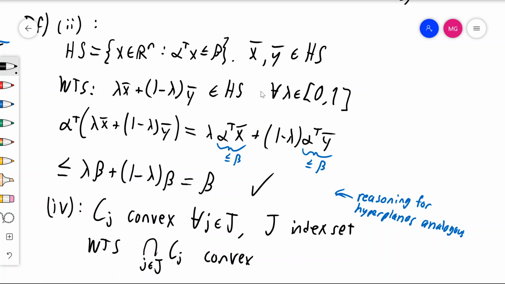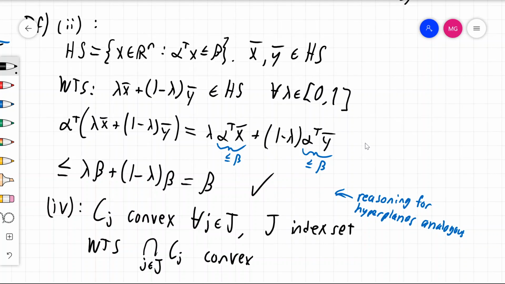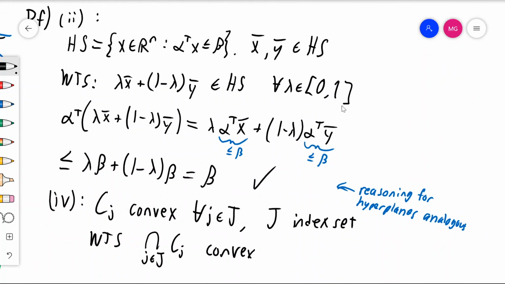And then we already know that x bar and y bar started out in the half space. So that means that alpha transpose x bar and alpha transpose y bar are both less than or equal to beta because they satisfy the inequality by assumption of the fact that they're in the half space. And so these are both less than or equal to beta. And then each of lambda and 1 minus lambda, they're both non-negative because of the values that lambda can take on. It's between 0 and 1. So these are definitely non-negative. So I have a non-negative linear combination of two things that are individually less than or equal to beta.